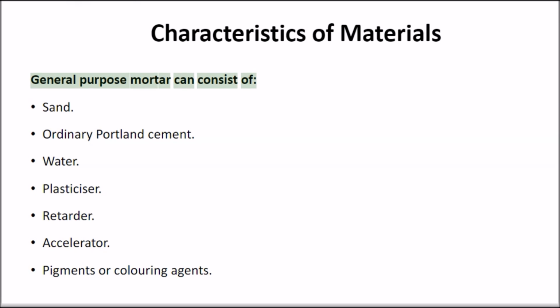General-purpose mortar can consist of sand, ordinary Portland cement, water, plasticizer, retarder, accelerator, pigments or coloring agents.